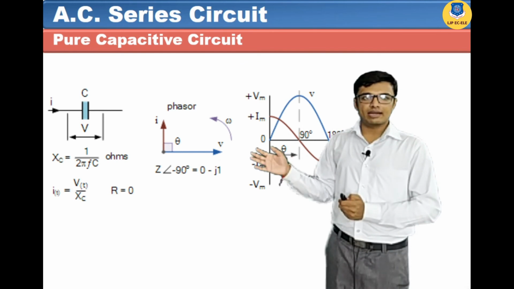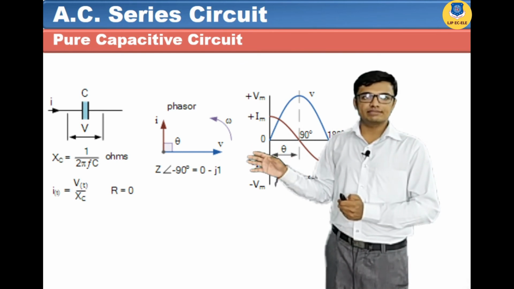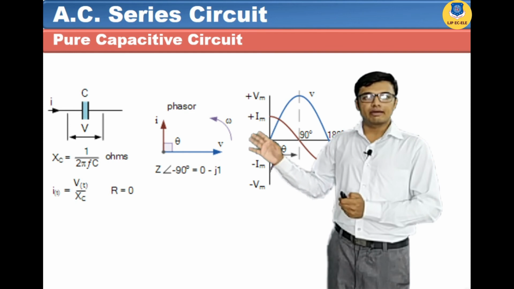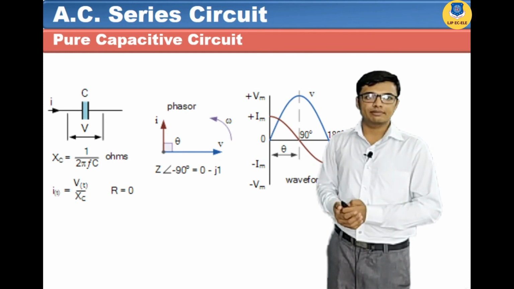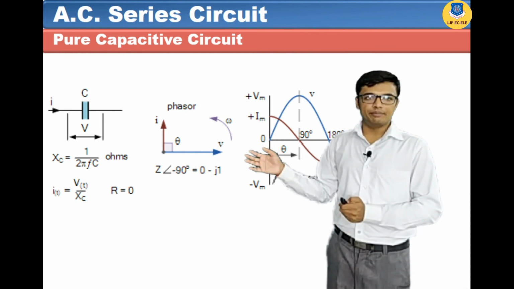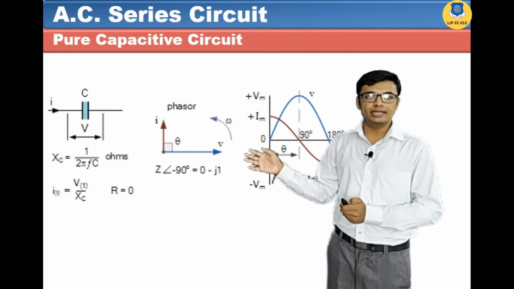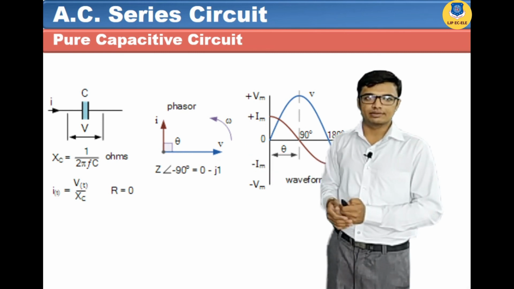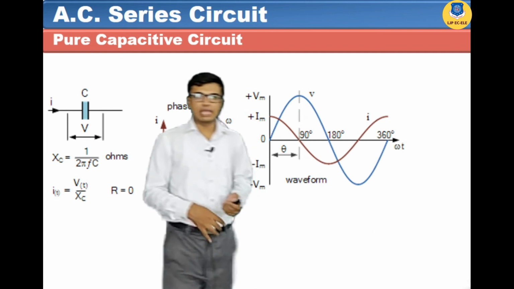This is the phasor diagram of a purely capacitive circuit. On the reference axis, we have taken the voltage vector, and the current vector will lead the voltage vector by 90 degree. So this is the equation for impedance: Z at minus 90 degree is equal to 0 minus J1. So let's see the waveform of the purely capacitive circuit.